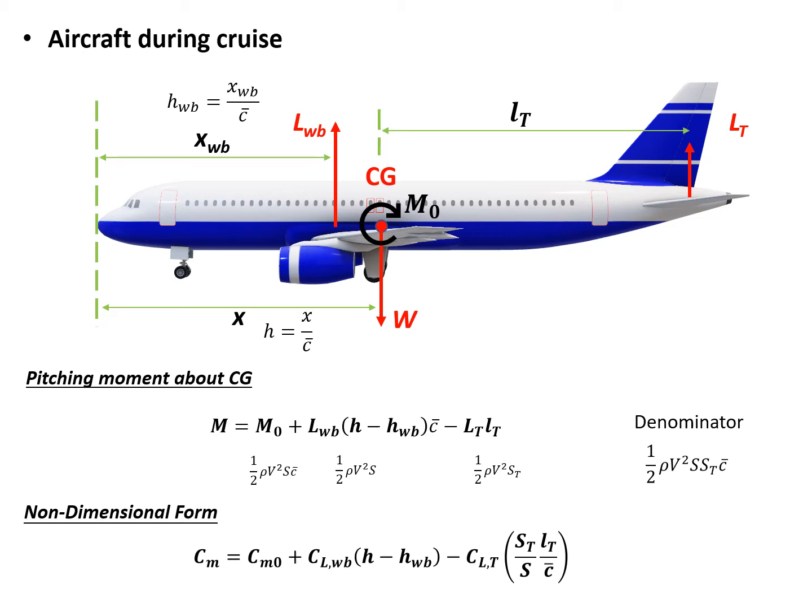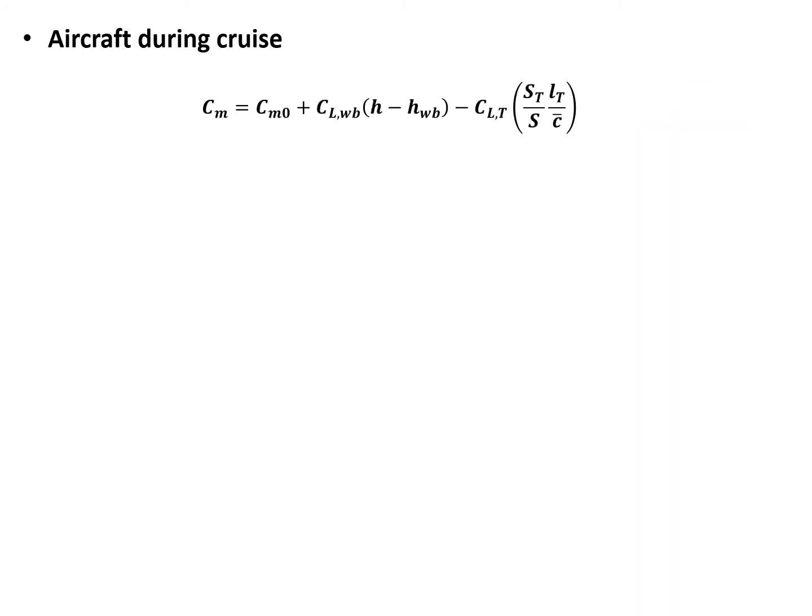For the moment, we use the moment coefficient. For force, we use the lift coefficient. So we have CLWB and CLT, the lift coefficient for the wing body and the lift coefficient for the elevator. And that's for this slide. So I'm copying the non-dimensional form of the pitching moment equation in here.